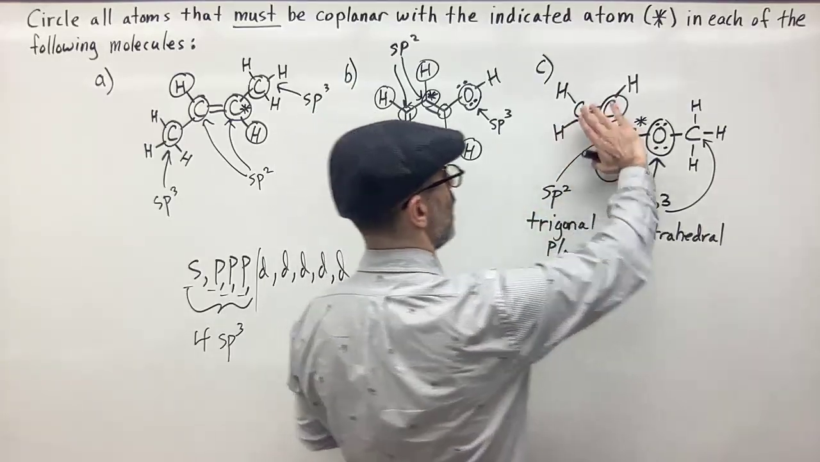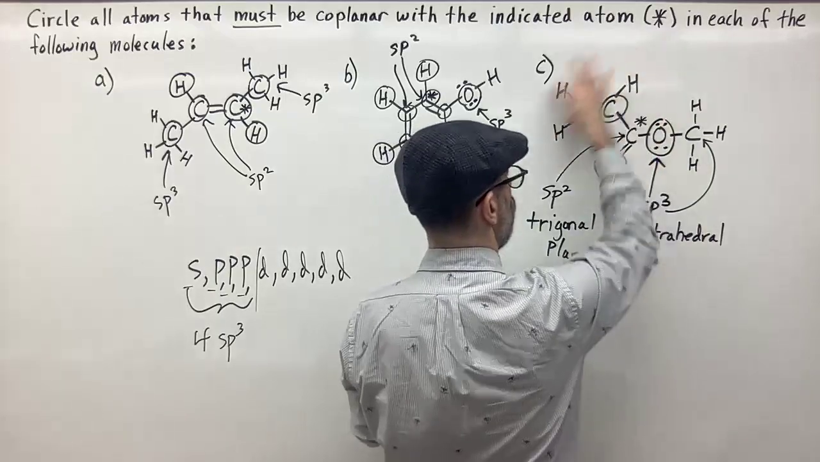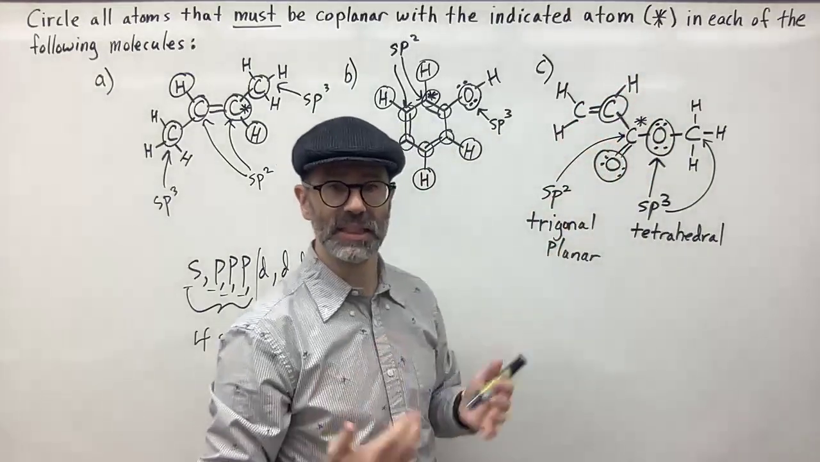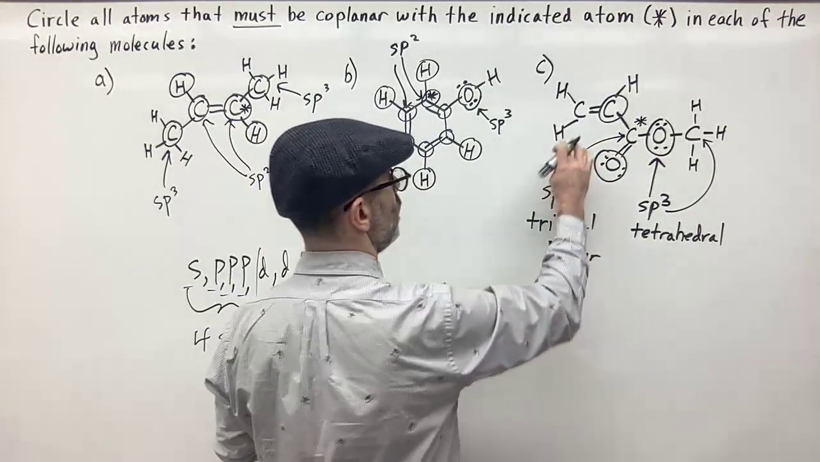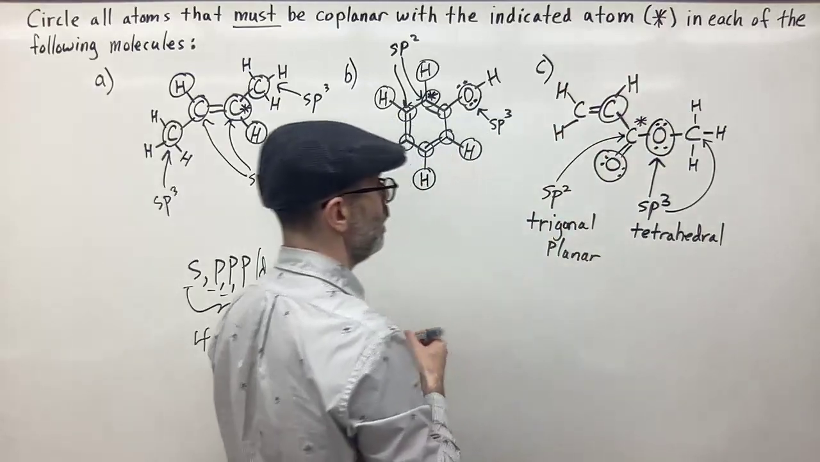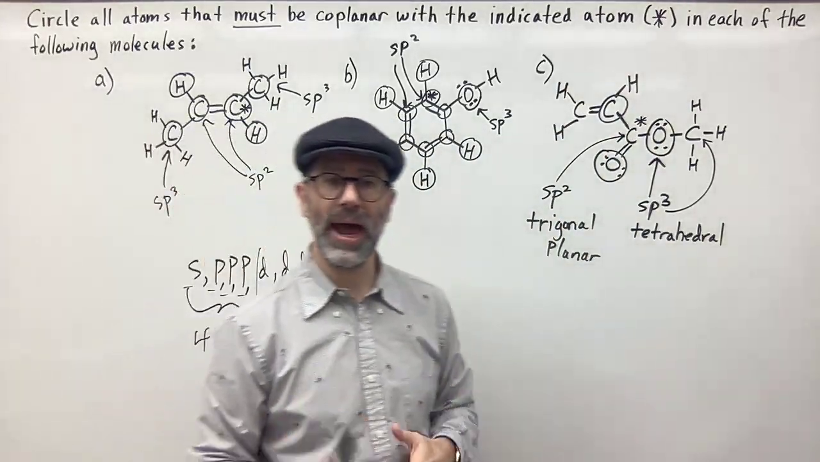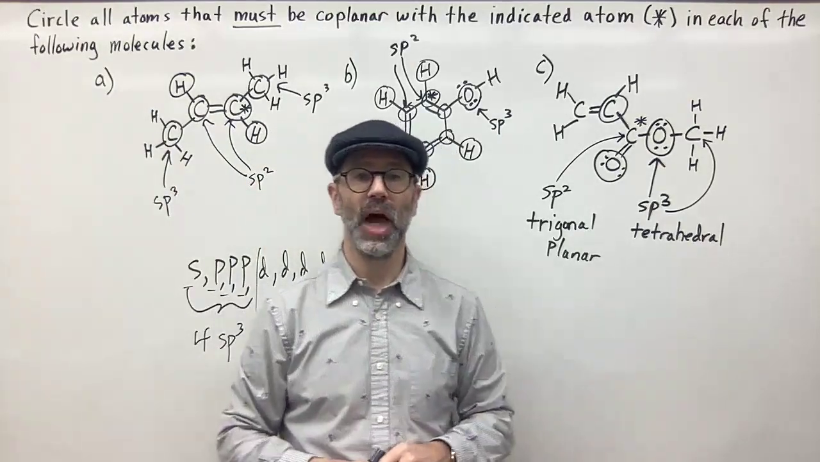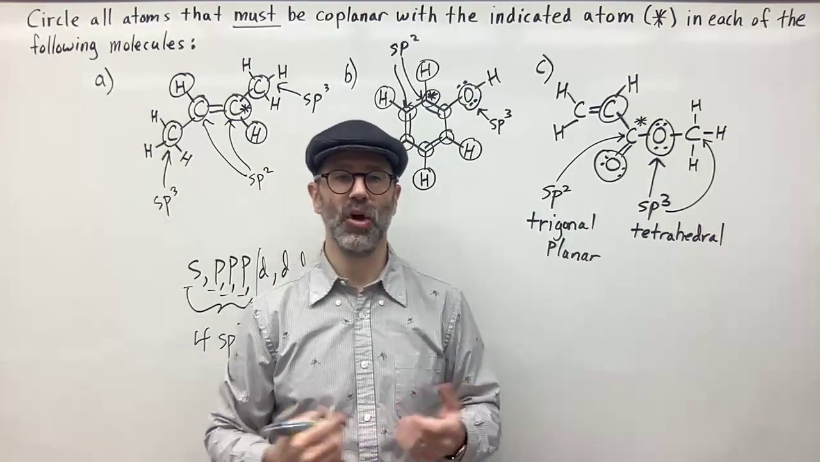So because this bond is rotating, this carbon and hydrogen and oxygen, this whole thing is rotating. So that carbon doesn't have to be in the same plane. So none of these are going to be in the same plane. And so that, ladies and gentlemen, is how you determine what atoms in your molecule are going to be coplanar with a particular, indicated or specified atom in your molecule.